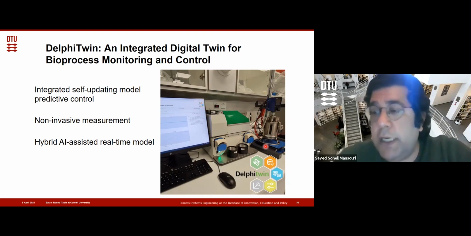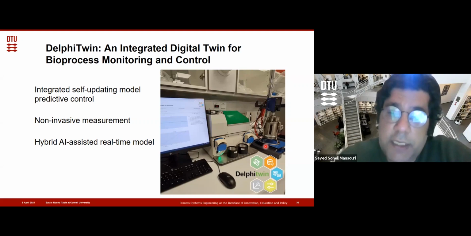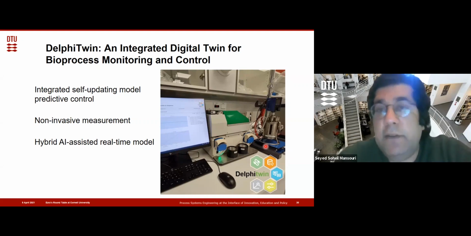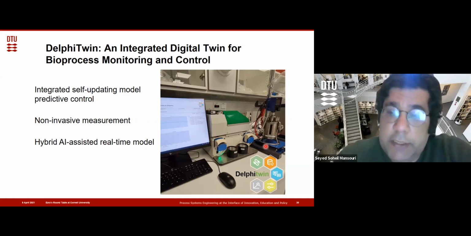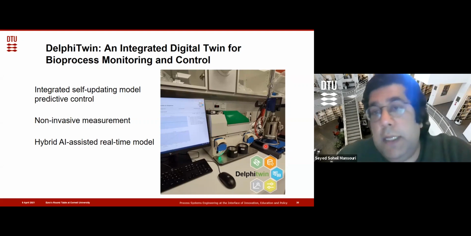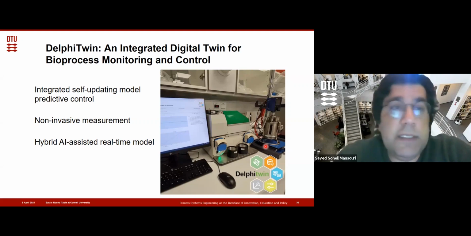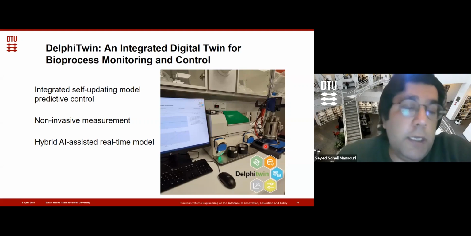We have other applications also on chromatography and CHO cell fermentation, and several other applications of crystallization. And we have seen that this approach has turned out to be quite powerful.